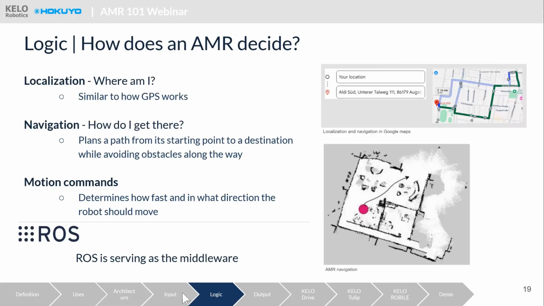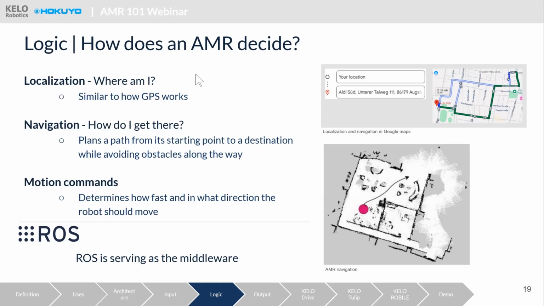So far, we covered the input subsystem of the AMR. So far, we could collect the essential information from the environment that we need to be able to localize ourselves and navigate. But what does it mean exactly, and how can it be done? It's part of the logic system.